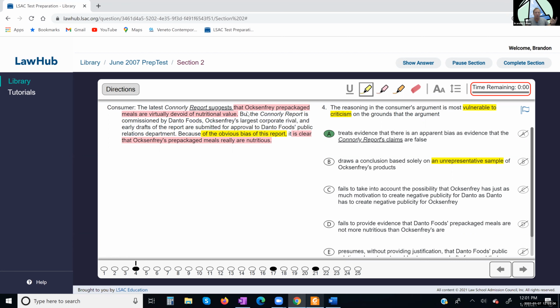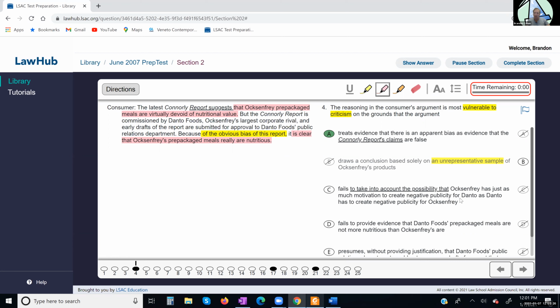Okay. If somehow they used the Connolly report to conclude something overall, maybe that could be the unrepresentative sample, but they're attacking the Connolly report. There's no way they're relying here on an unrepresentative sample. So we just have to understand that fallacy and know that that's not what's going on. C, fails to take into account the possibility that, is an overlooked option.